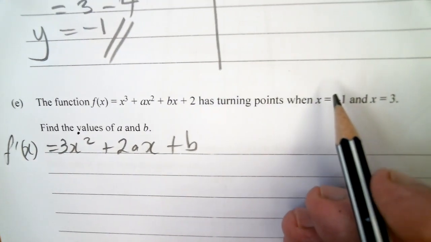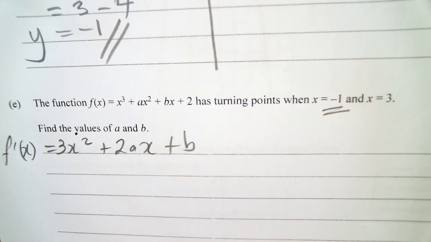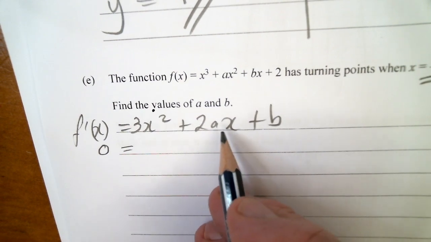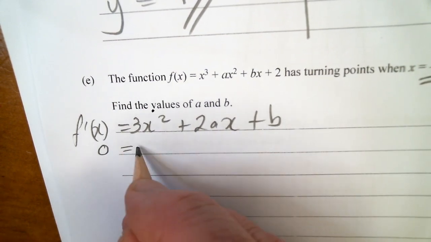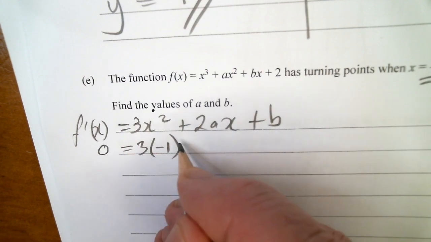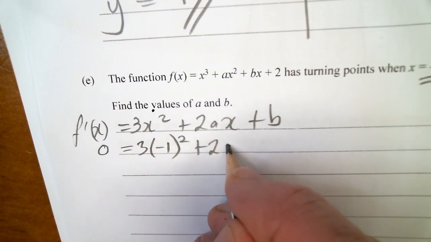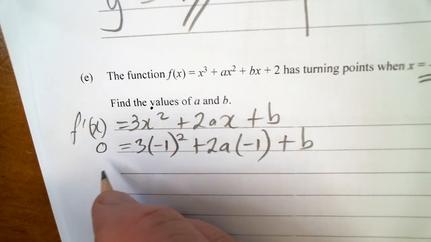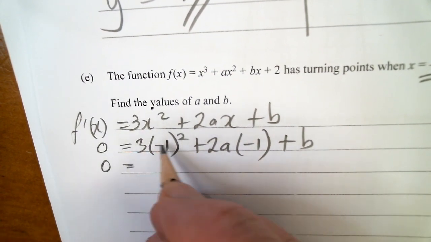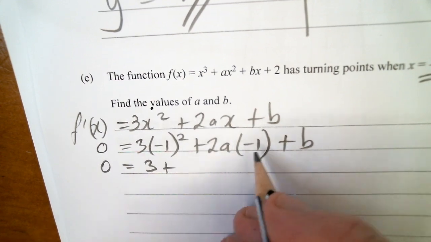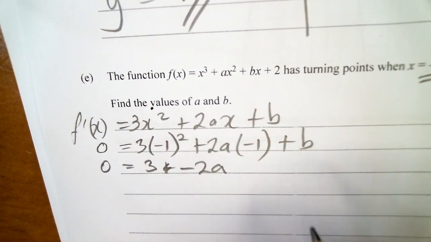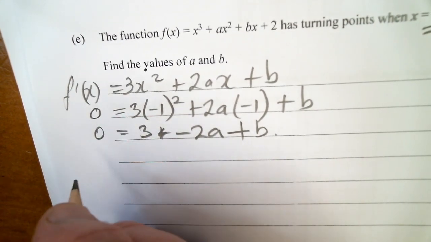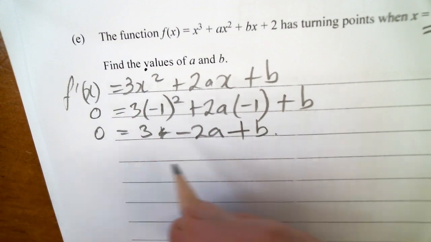The first thing is we're going to be taking this -1. So we know this is going to be a 0. So we're going to put the -1 in, and we're going to be able to see what a and b have become. So it's going to be 3 times -1 squared plus 2 times a times -1 plus b, which means that the 0 is going to equal 3 minus 2a plus b. So there's one equation.